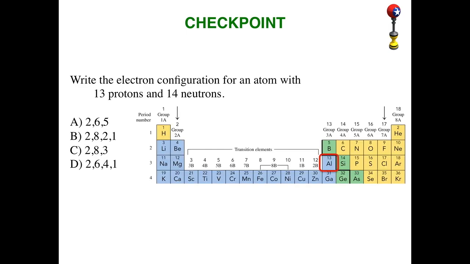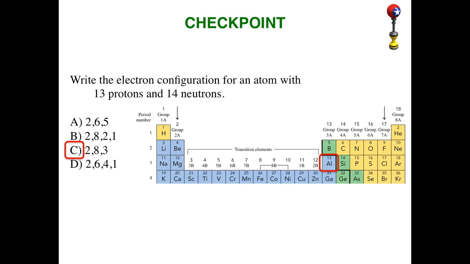Looking at our periodic table, we know that must be aluminum, and therefore, to write the electron configuration, we fill the first and the second level, so that's 2 and 8, and now it has 3 electrons on the third level, 1, 2, and 3. So the answer is 2, 8, 3, which is C.